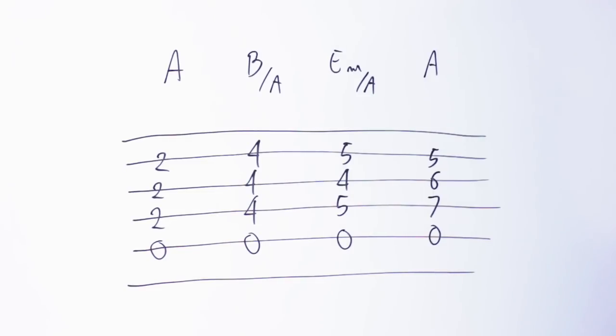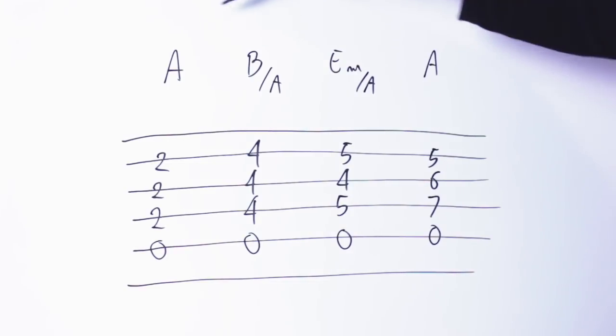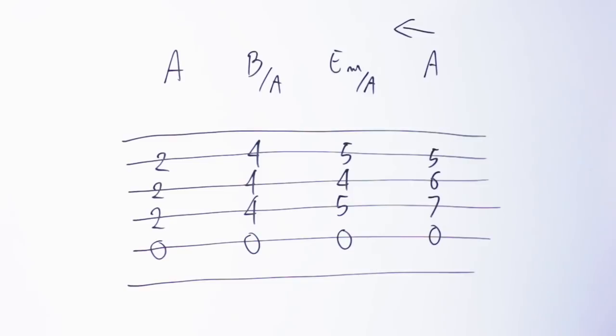This chord progression is of course reversible, and I can play everything in the opposite order. A, E minor over A, B over A, A.